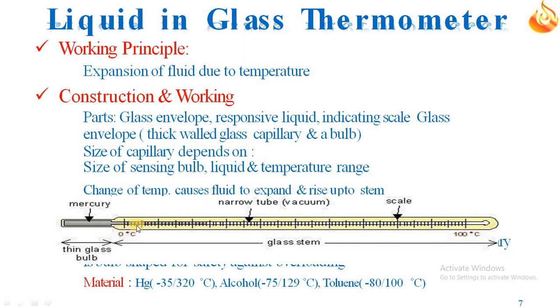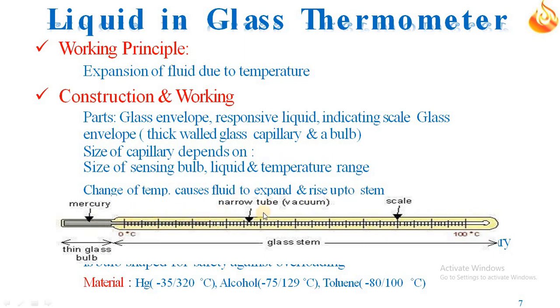And the next is this scale. Okay, so this scale is usually engraved on this glass tube. So with the help of this scale we are able to determine the temperature of an unknown environment. Now let's see the working of this instrument.